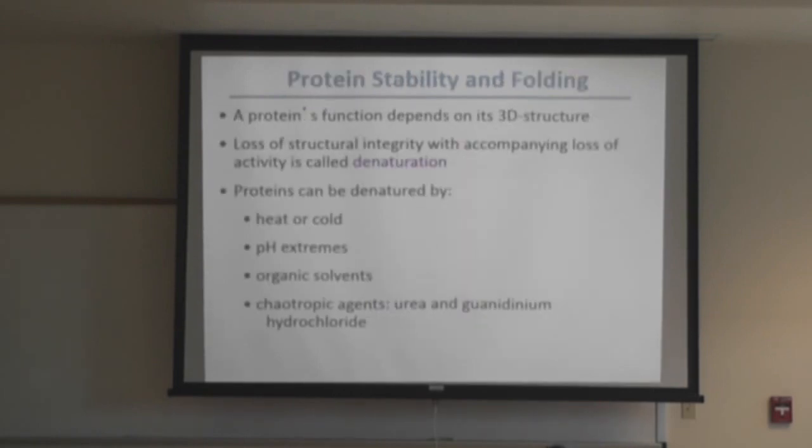So, protein stability and folding. A protein's function is dependent on its 3D structure, right? If you don't have the right 3D structure, it's not going to bind to its particular ligands. It won't be able to catalyze reactions, because those reactivities are all governed by this amino acid being here, stabilizing some transition state, and so forth. Loss of that structural integrity, with accompanying loss of activity, is called denaturation. How do you denature proteins? Denaturing proteins is just unfolding them.